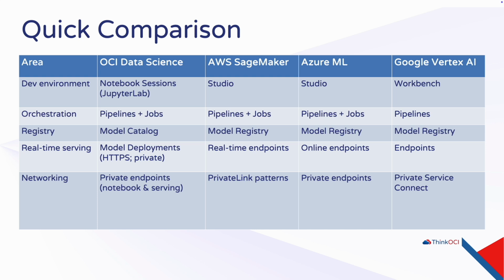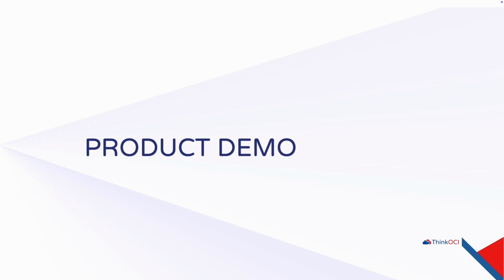Third, cost efficiency. OCI is typically more affordable than AWS, Azure, or Google for both compute and networking. This means you can run large-scale ML experiments at a lower cost. Finally, integration. OCI Data Science works seamlessly with the broader Oracle ecosystem, from Autonomous Database to data lakehouse. So data prep, training, and deployment all stay in one platform. Next is a product demo.